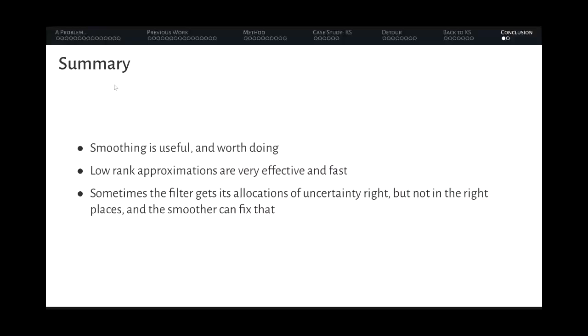Yeah. So, quick summary: smoothing's useful, it's worth doing. Low-rank approximations ended up being very effective and very fast. I compute these in about an hour. I do a full simulation across, you know, 1 million whatever. Sometimes the filter gets its allocations of uncertainty right, but not in the right places, and the smoother seems to be fixing that.